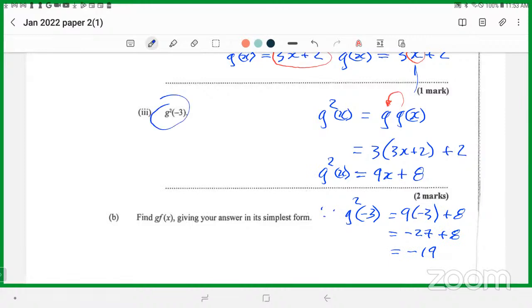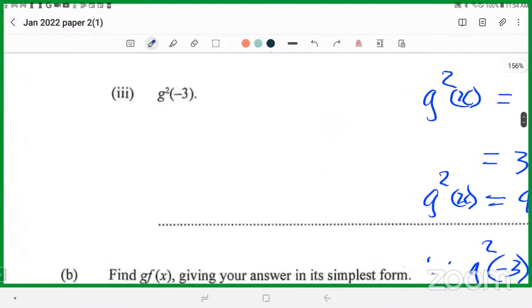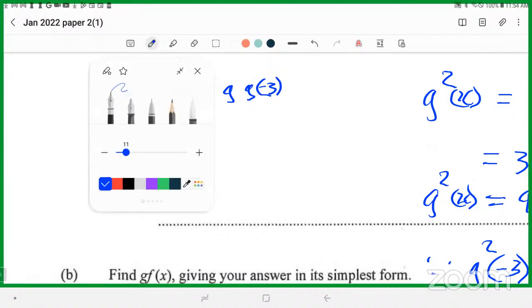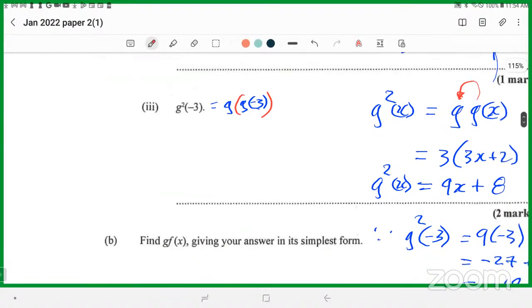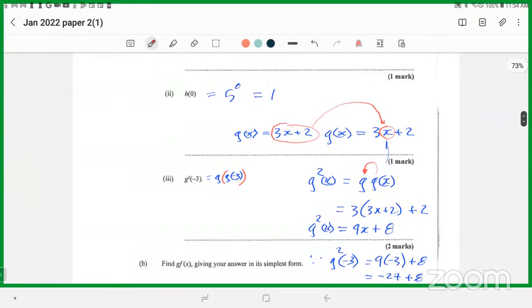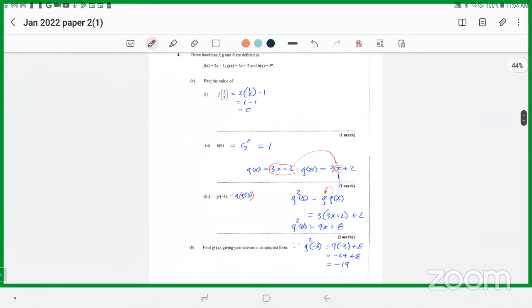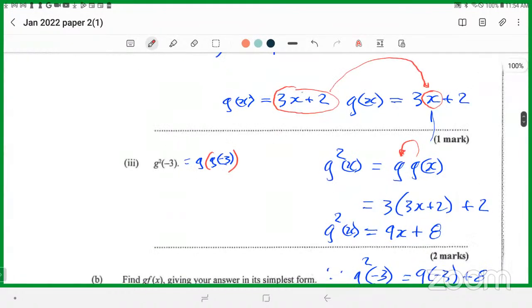Now let's do this another way and see if we get the same -19. Because we're using the same principle and same concept, that this really means g of g. Then we can write the answer. This really then means g of g of -3. I'm going to do the g of -3 first inside there. So how do we get g of negative 3? We have to put the negative 3 in the g function right there.